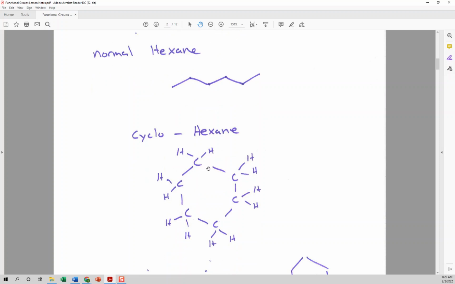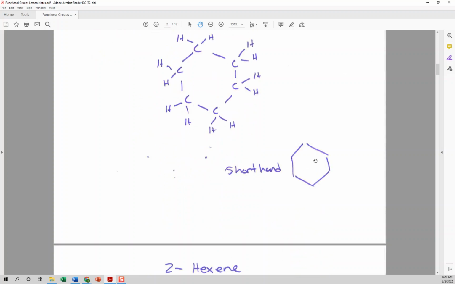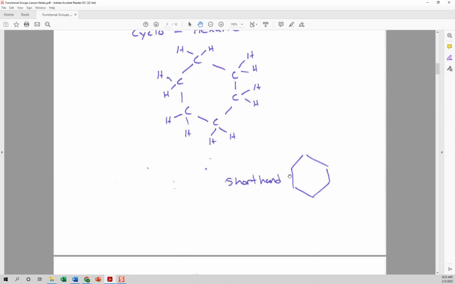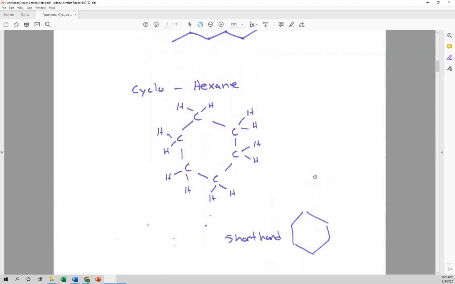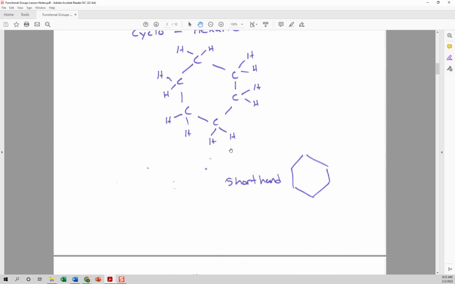But again, I'm just showing you this to show the shorthand. So if you see a hexagon in your chemistry textbook or online, that's representing cyclohexane, right? Carbon, carbon, carbon, carbon, carbon, carbon, and then it's understood 2 hydrogens on each to satisfy the octet. So that's our shorthand structure for cyclohexane. Hexane, shorthand, cyclohexane, okay? So just kind of an idea.